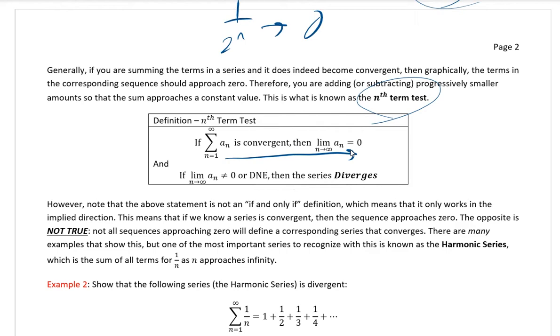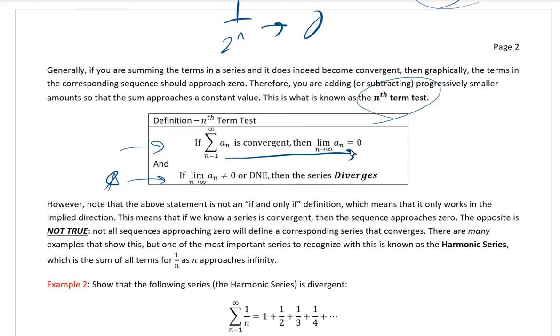However, this nth term test, what we'll more often use it for is its second clause, because it has 2 clauses. First clause says that if the series is convergent, then the limit of the sequence goes to 0. But the more important one, the second clause, says that if the limit of the sequence is not 0, for example, if we had a sequence that went to some other value, like 2, then that means that the series of adding those will diverge.